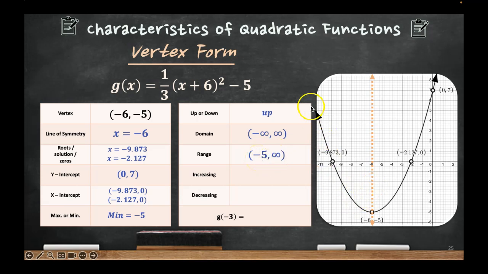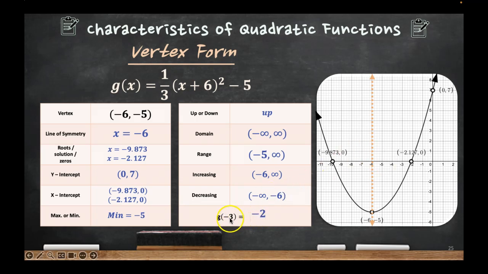Now for increasing and decreasing. From left to right, you read it like a book, your graph is decreasing from negative infinity all the way to -6. It's decreasing, while it's increasing from -6 all the way to positive infinity. You're solely looking at the x values when you talk about increase and decrease. So this is my interval of increase and decrease here.